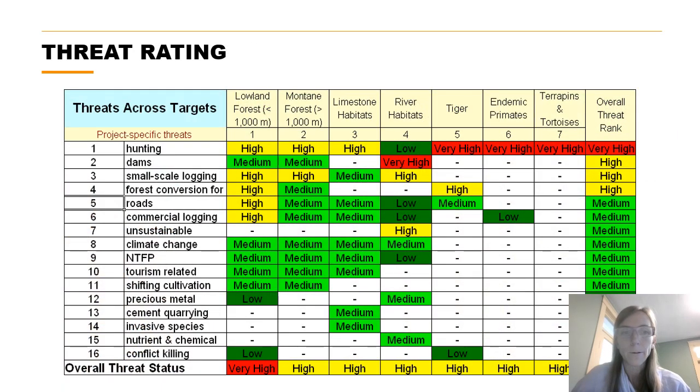This is an example of a threats table where we rank a variety of threats, and we create a matrix and look at how those threats interact with the targets that have been selected.